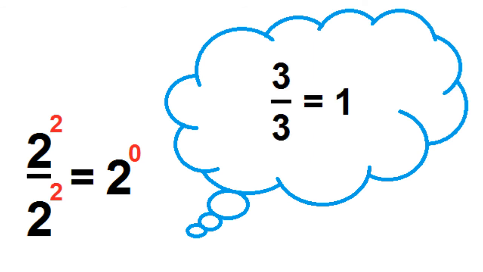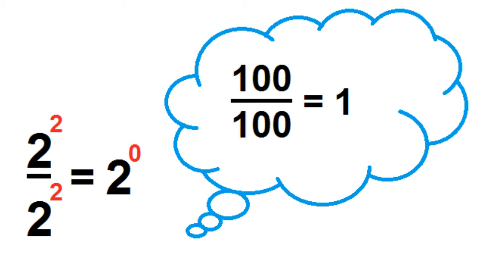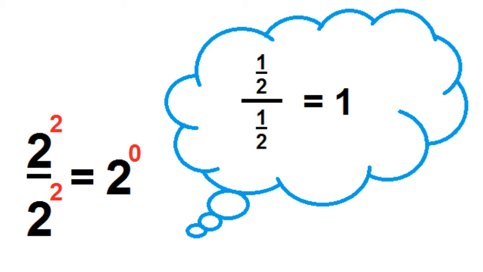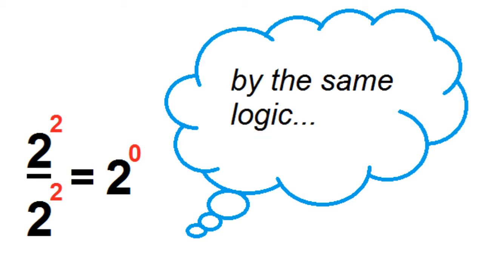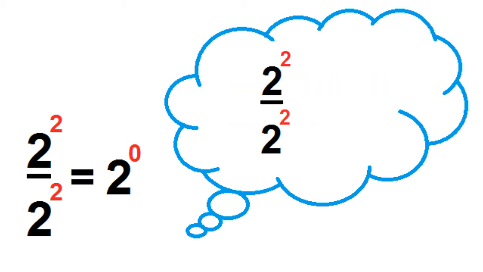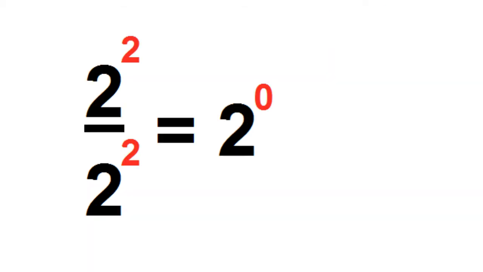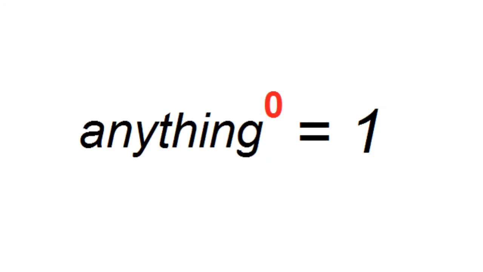3 divided by itself is 1, 100 divided by itself is 1, a half divided by itself is 1. You know, it's like saying how many halves are in a half? Well, 1. So 2 squared divided by itself is 1, or in other words, how many 2 squareds are in 1 2 squared? 1. That's why 2 to the power of 0 is 1. That's why anything to the power of 0 is 1, in case you needed more proof.